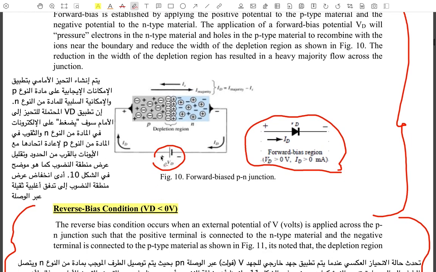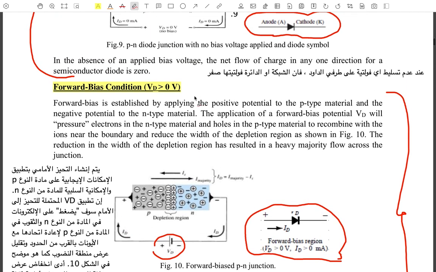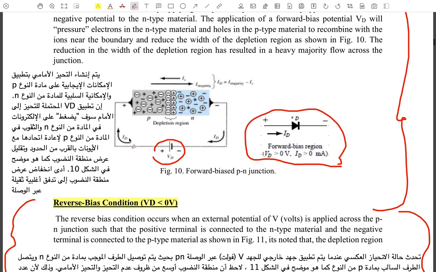When we apply a voltage supply, there will be a current through the diode. If the depletion region is small, this type is forward bias conduction. That means V diode is bigger than 0 volts. In this case, there is current through the diode.